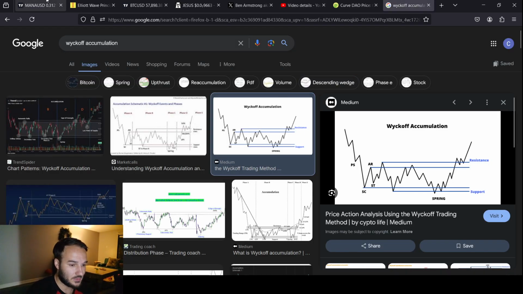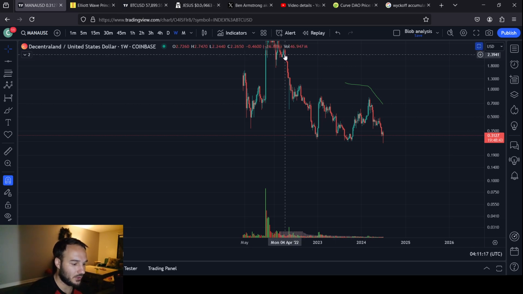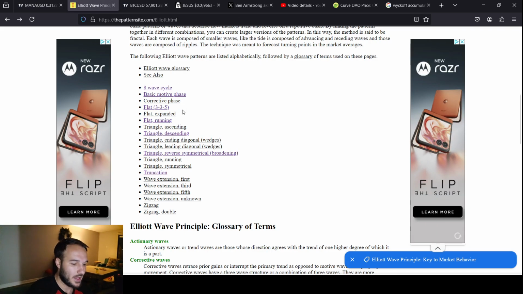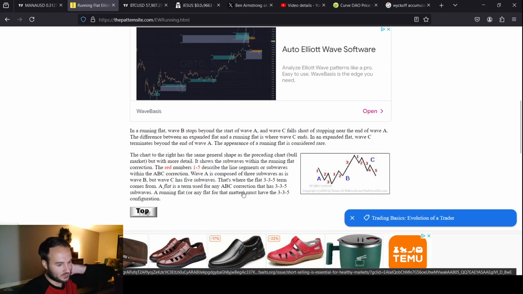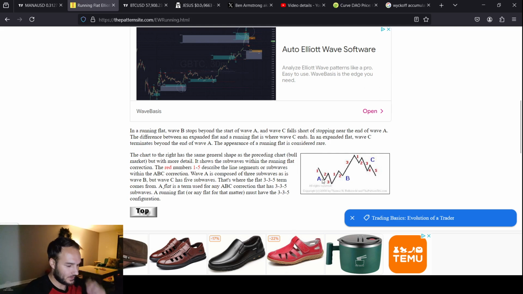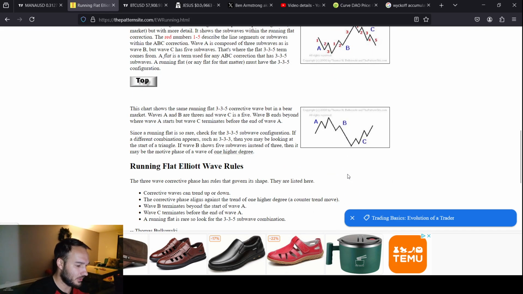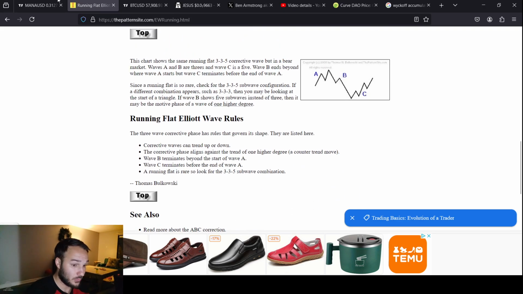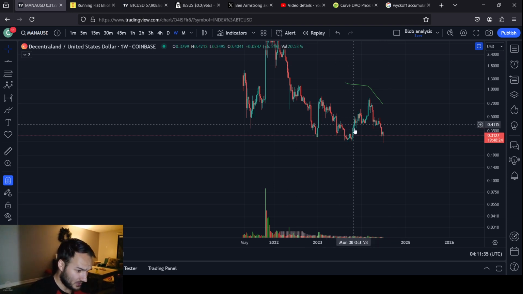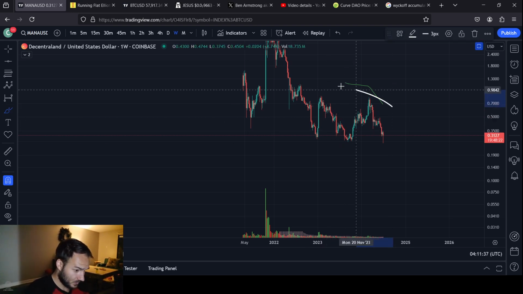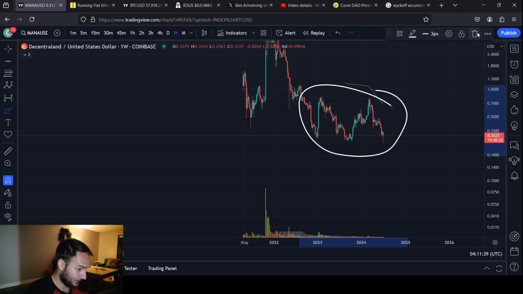But to me, this look is a lot more similar to this, although it's not quite the same as anything that I've looked up here. I thought it might have been a running flat, but it's definitely not. If you look at this, that's a running flat right there. It's almost like a diamond, which this is definitely not. So as far as Elliott wave theory, I don't know what to make of this whole pattern here.